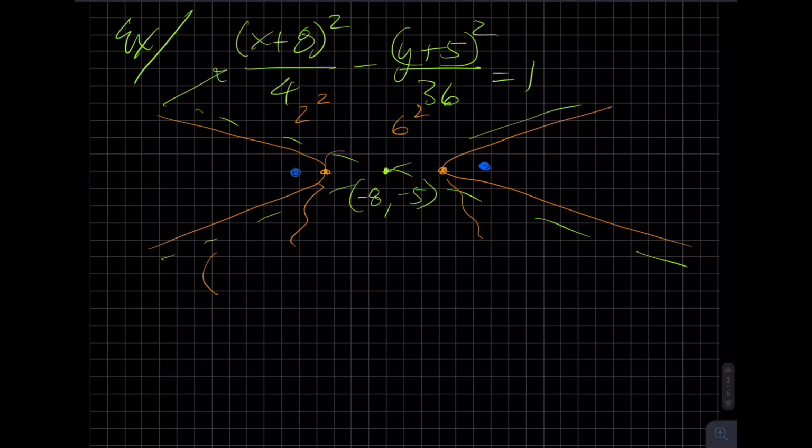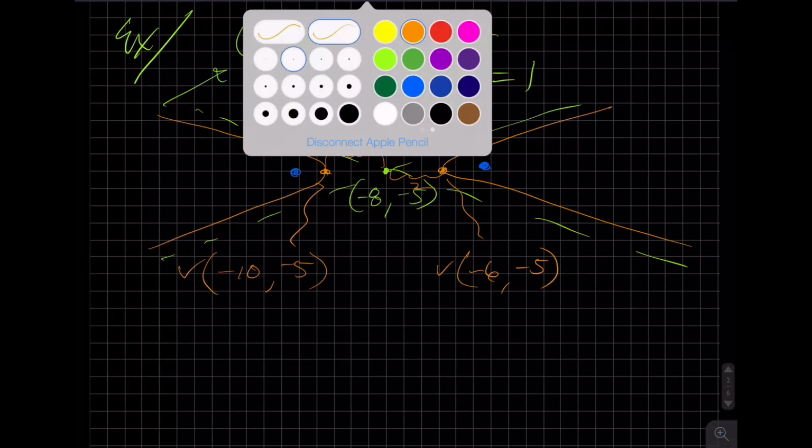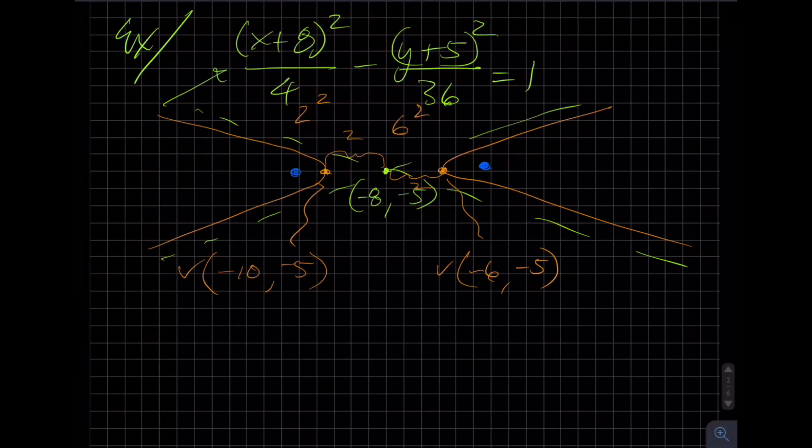So my a value, this distance is 2, and this distance is 2. And so I'm going to take -8 and subtract 2 to get -10, comma, -5 for my left vertex. And my right vertex is going to be -8 plus 2, so that's going to be -6, comma, -5. And so those are the answers for part 1.